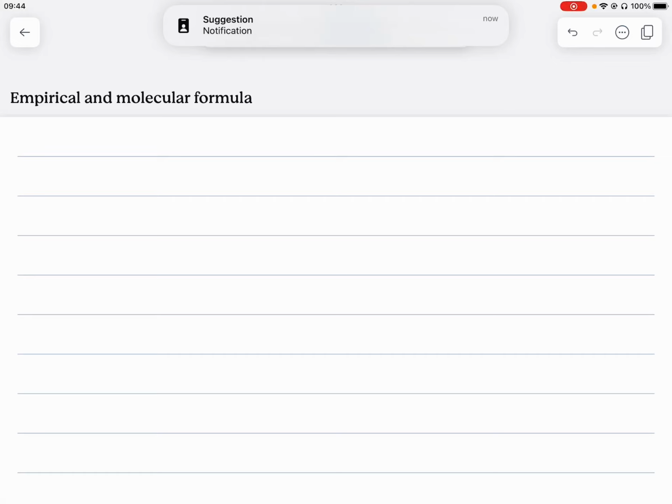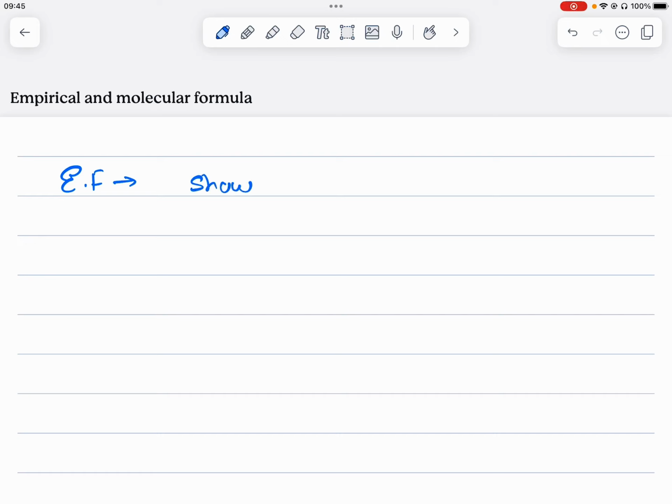So welcome, this is a video based upon empirical formula and molecular formula. So what is empirical formula? Empirical formula is a formula showing the simplest ratio between the elements. So let me write it out over here. Empirical formula, it is a formula showing, what does it show? It shows the simplest ratio. Ratio between what? Between elements. Simplest ratio between elements.